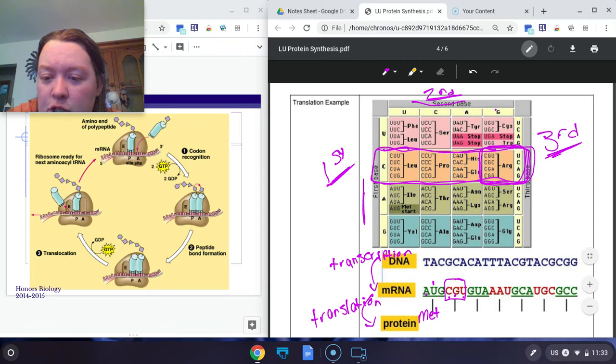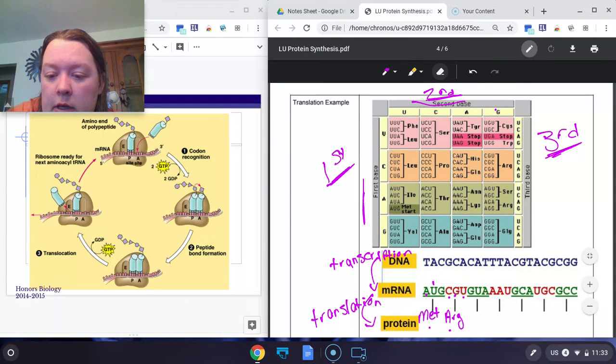My third letter is U. So I find U in the box that I've already circled. Here it is, CGU, and that stands for ARG. Now remember, MET and ARG, those are both amino acids. So we're currently building the protein.